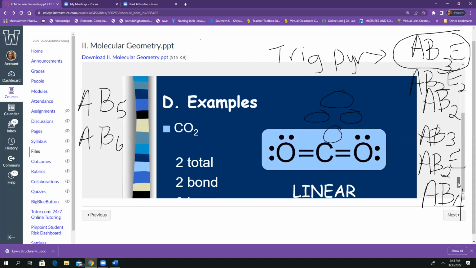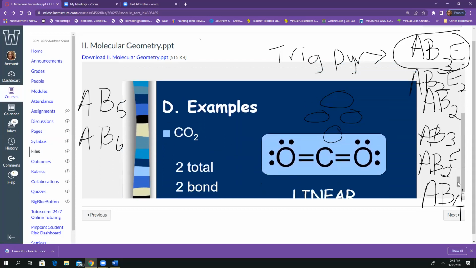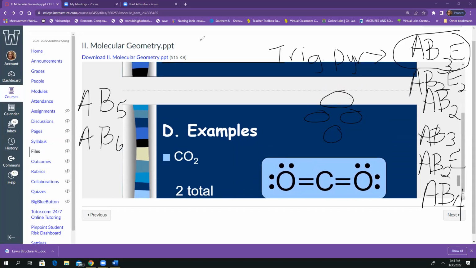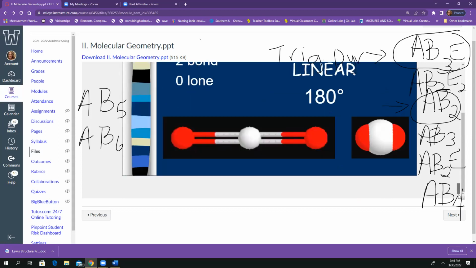The next one we have is CO2, okay? You notice that these are considered one area of electron density. So AB2, right? That's a linear. CO2 is linear, because it is a straight line. The angle would be 180. See? And that's the end of our examples for here.